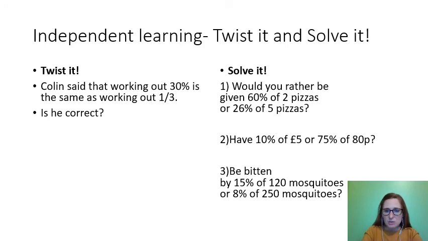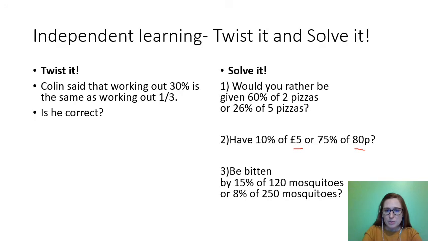Then question number 2, would you rather have 10% of £5 or 75% of 80 pence? This one you need to be careful because we've got pounds and we've got pence. So I'd recommend turning them both into pence for this. So turn that £5 into 500 pence before you find 10% of it.